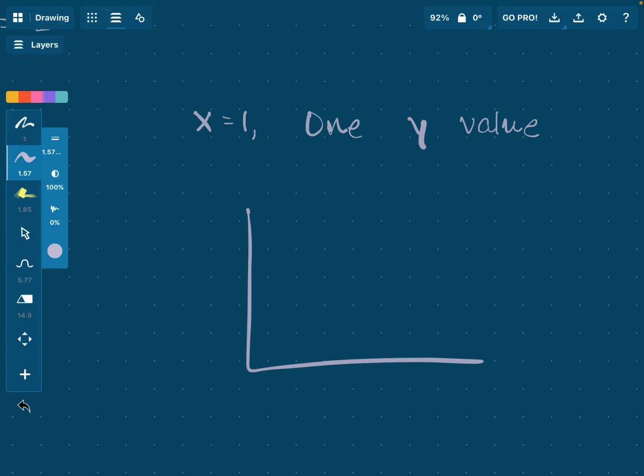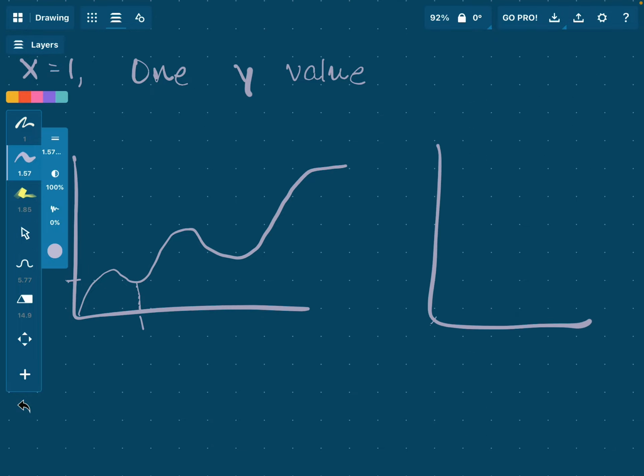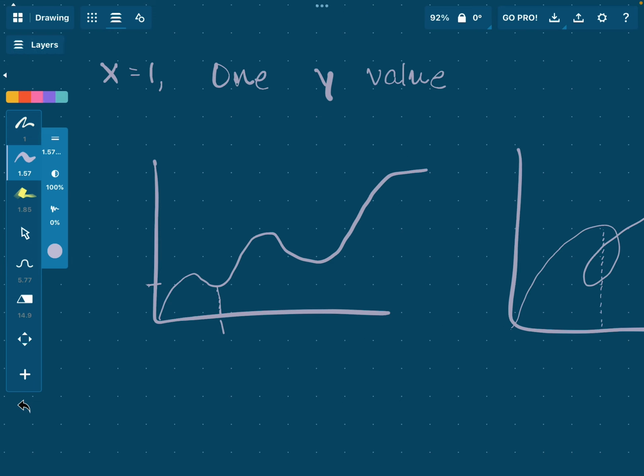So again, if we're looking at something like this, and this is x equals 1, then we can only have one y value for that. Otherwise, it's no longer a proper function. So, for example, if we had something like this, where at one point here we have 3 different values for the same x, that's counterintuitive, it doesn't make sense, and it's not helpful. For each x value, we can only have one y value at that point.